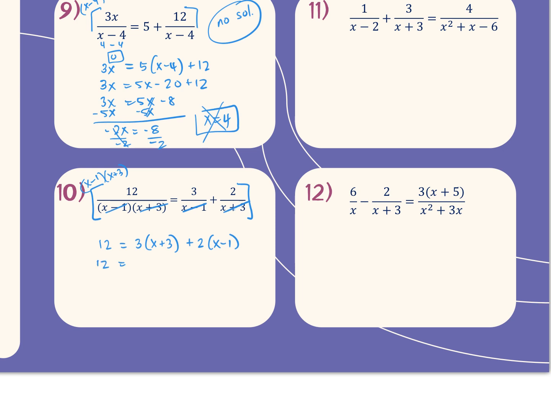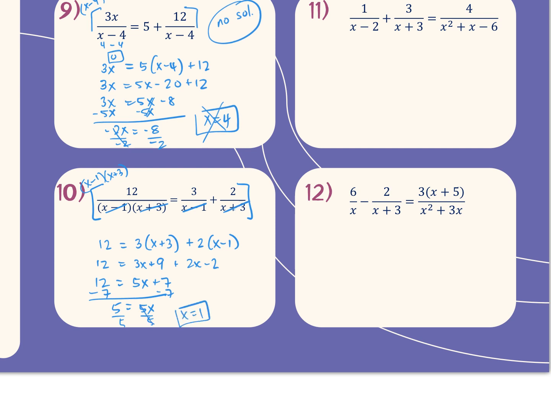Now this is a much simpler problem. Distribute the 3, so 3x plus 9, distribute the 2, 2x minus 2. Simplify the right side here, I'm going to get 5x plus 7. I'm going to subtract 7 from both sides. I'm going to get 5x equals 5. And so then we're going to divide both sides by 5, and we're going to get that x equals 1.